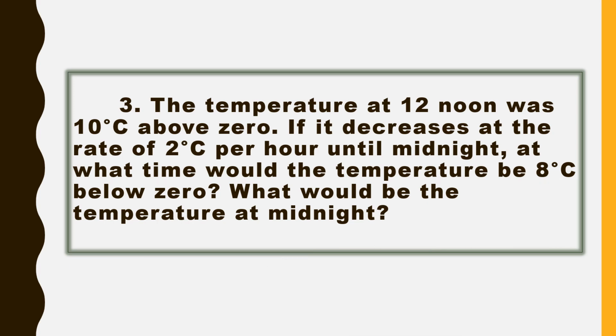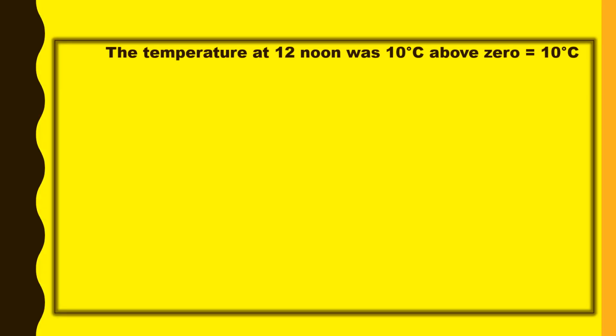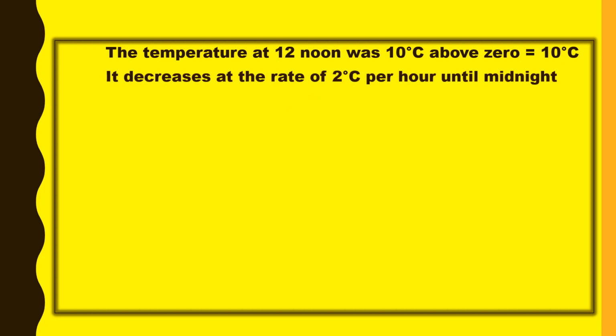Okay. So this one we will solve by using the number line so that it will be easily solved. So let us take the given data. The temperature at 12 noon was 10 degrees Celsius above zero. As it is above zero, it will be taken as a positive value. Now the next condition he gave is that every 1 hour the temperature is decreasing by 2 degrees Celsius, till midnight, from 12 noon to 12 a.m.